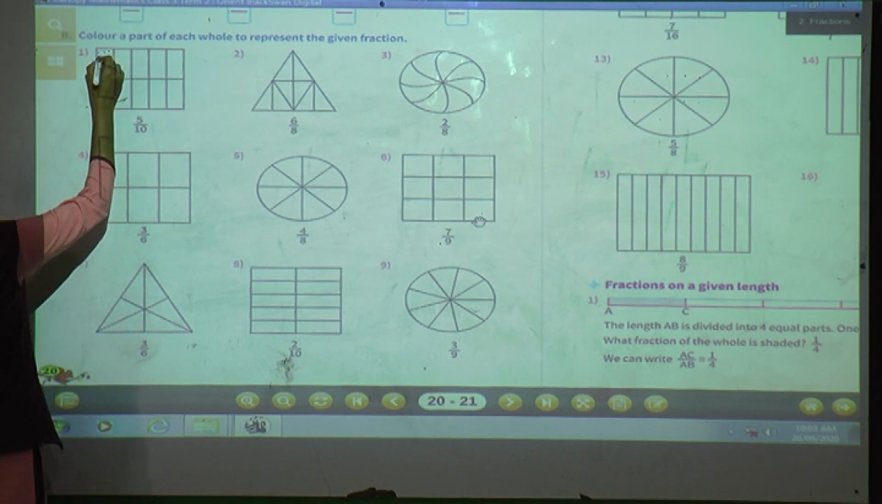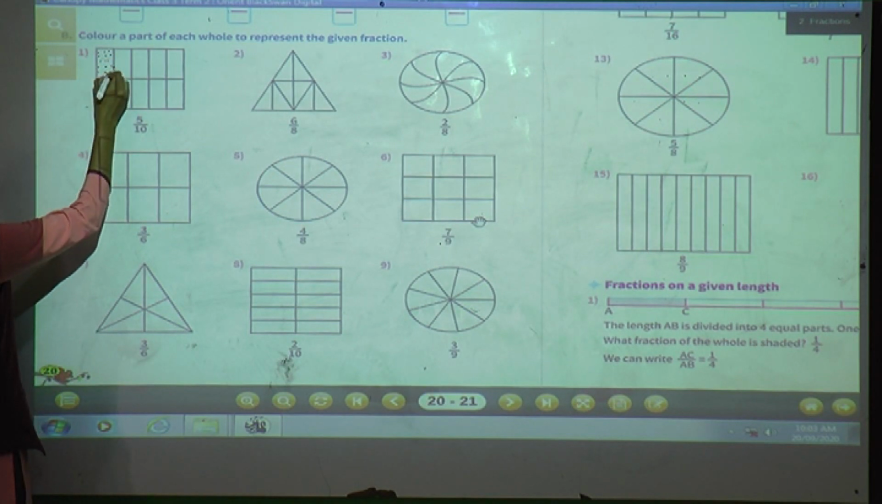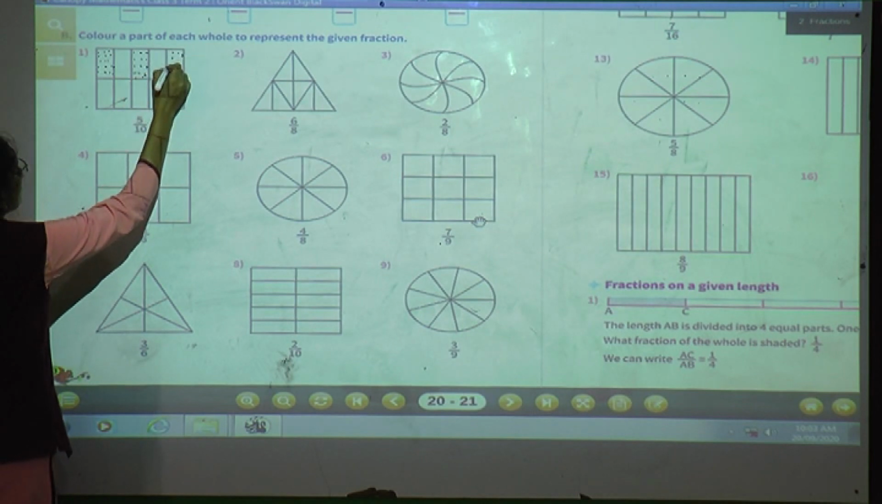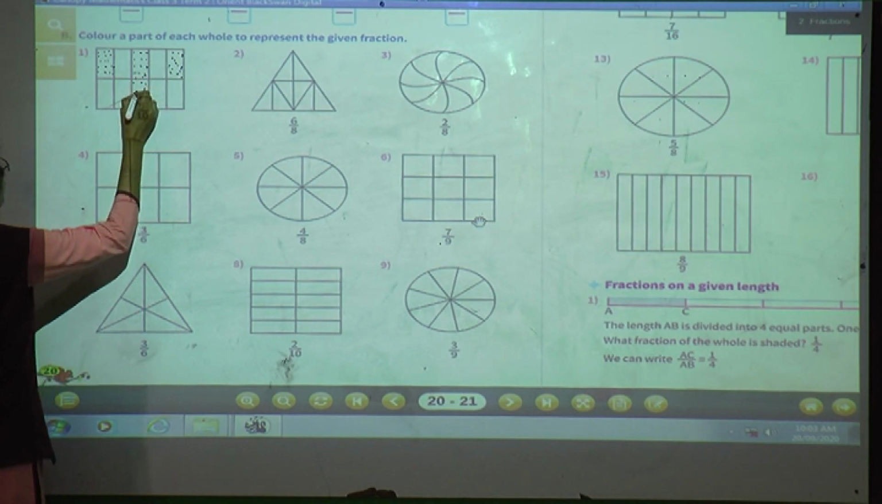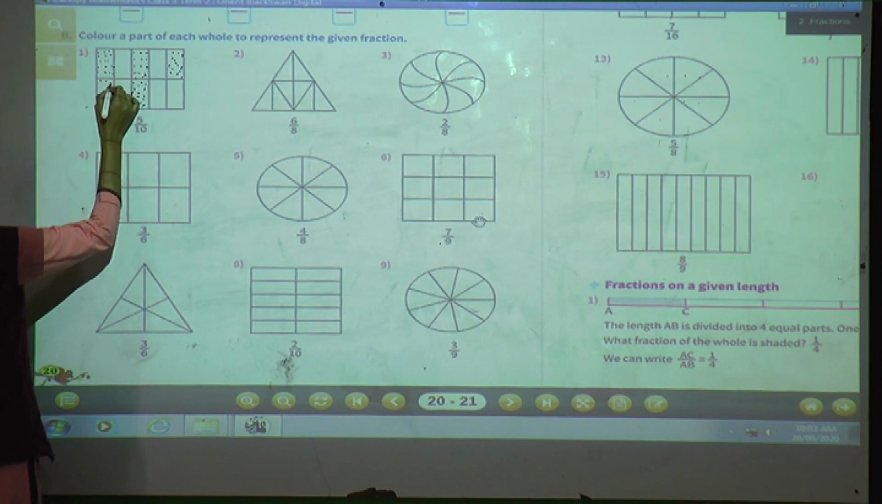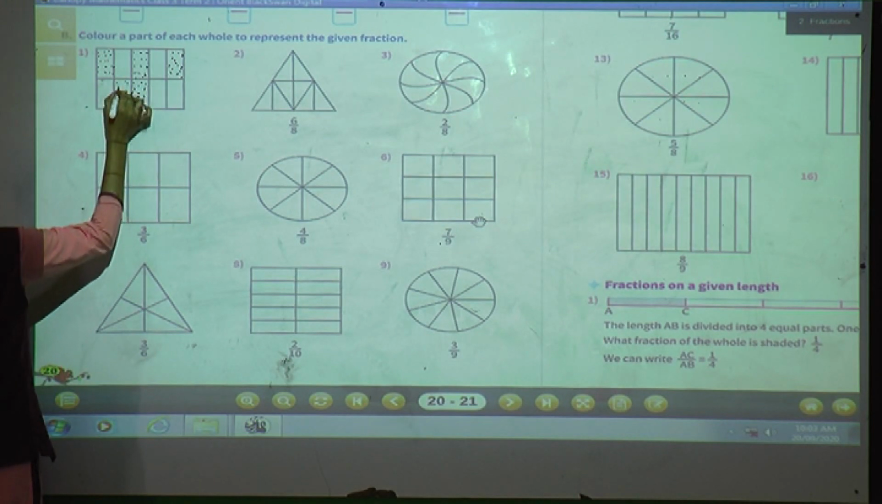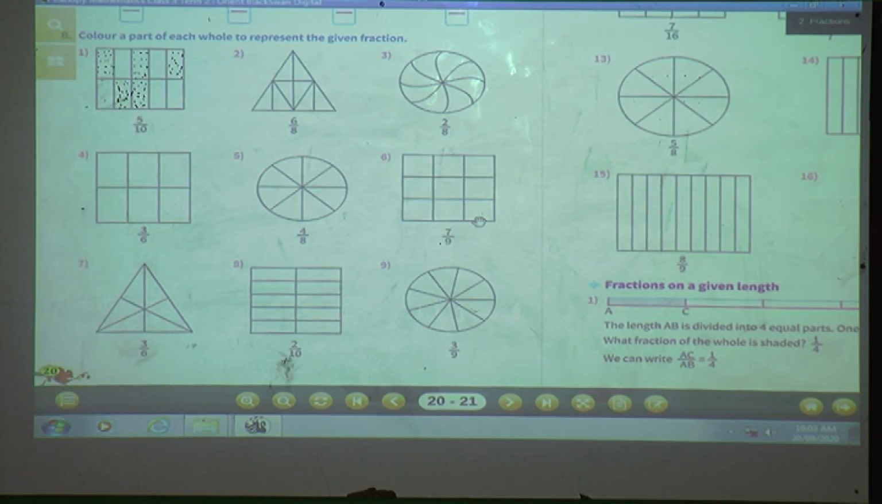Okay, so let us color the 5 parts. 1, 2, 3, 4 and 5. Any 5 parts you can color. Okay, so if the fraction is 5 by 10, means this whole is divided into 10 equal parts. You can count all the parts. There are 10 equal parts, and out of that 10 parts we have to color 5 parts. Okay, so 5 by 10, in this way we can show.